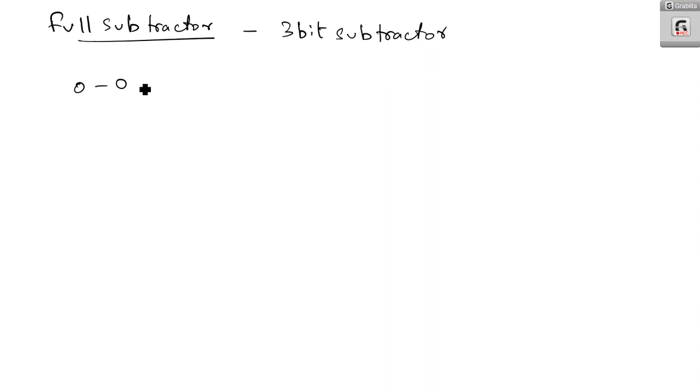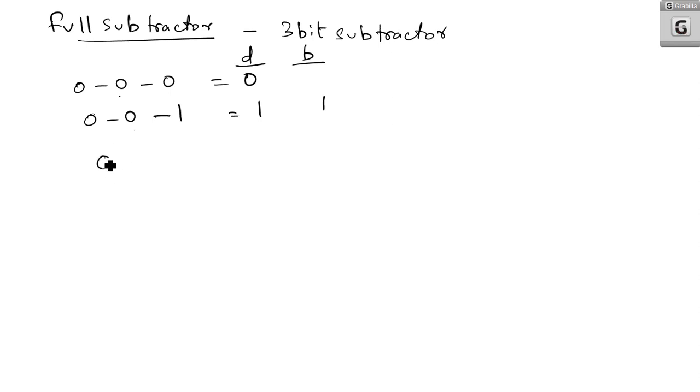0 minus 0 minus 0: 0 minus 0 is 0, minus 0 you get 0. Now 0 minus 0 minus 1. Here we get a difference and a borrow. 0 minus 0 minus 1: the difference is 1, with a borrow of 1.